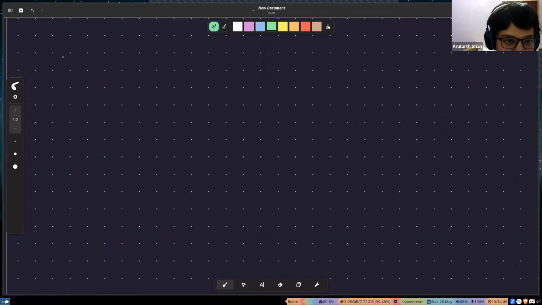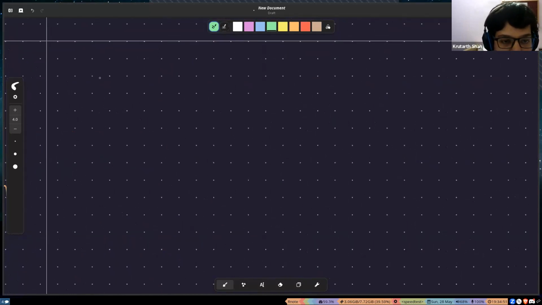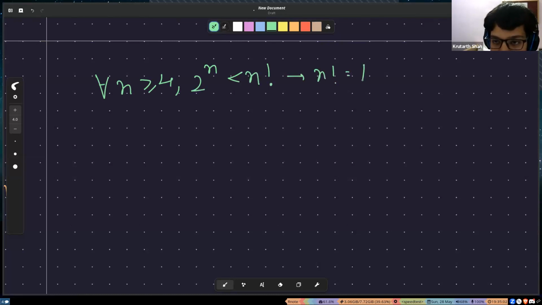Okay, we'll do, I guess, another algebraic example. Show that for all n at least 4, 2 to the n is less than n factorial, where n factorial is 1 times 2 times so on till n. Does everyone see why intuitively this should be true? Just think about it for a bit.